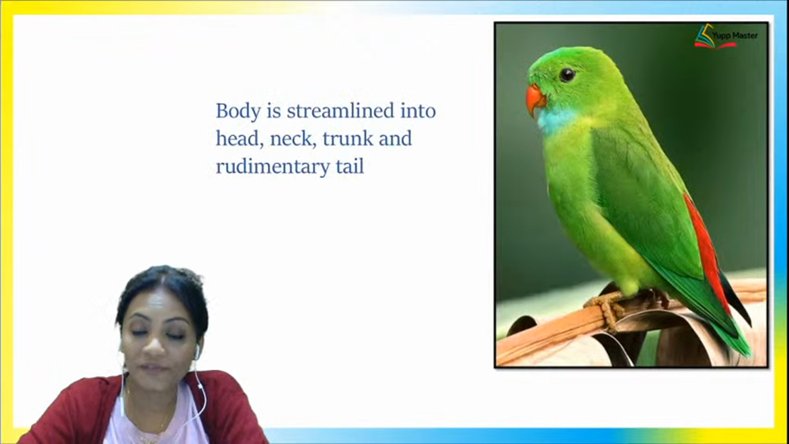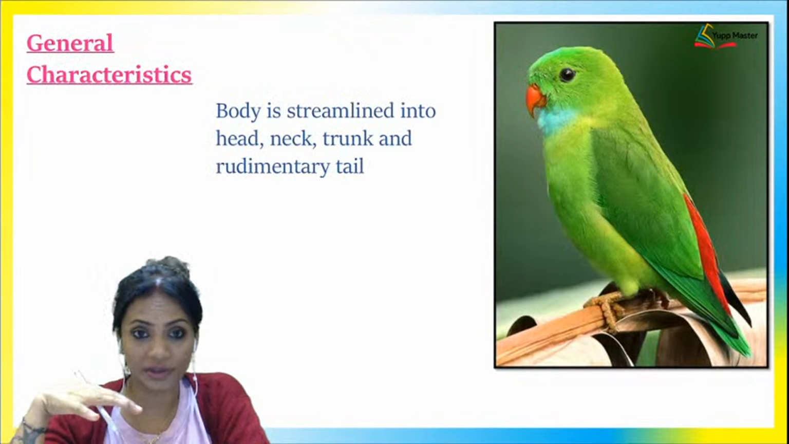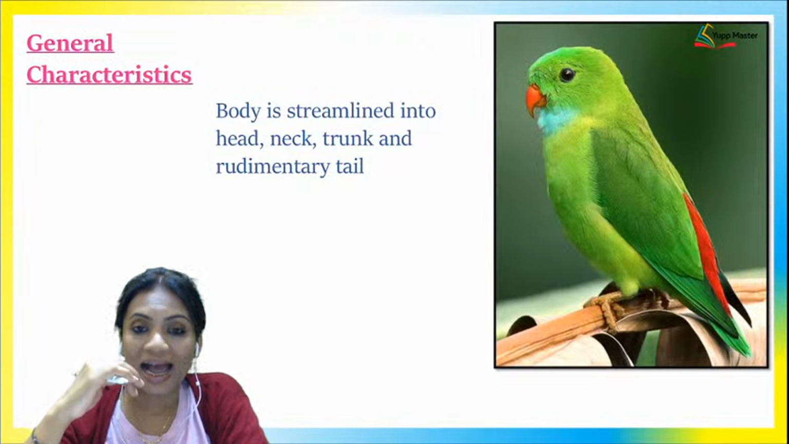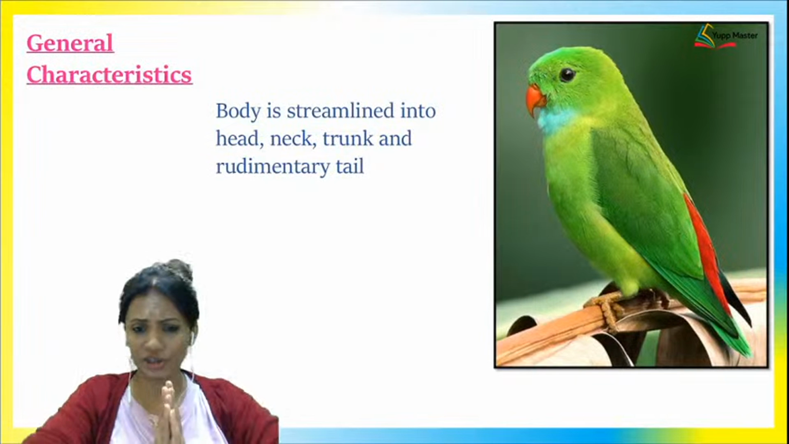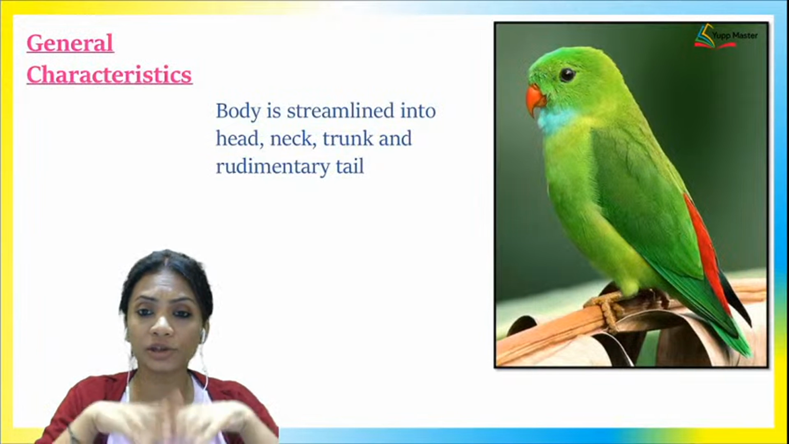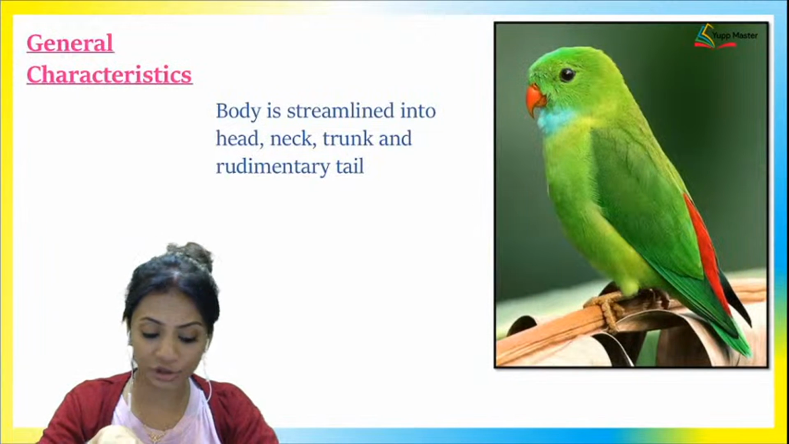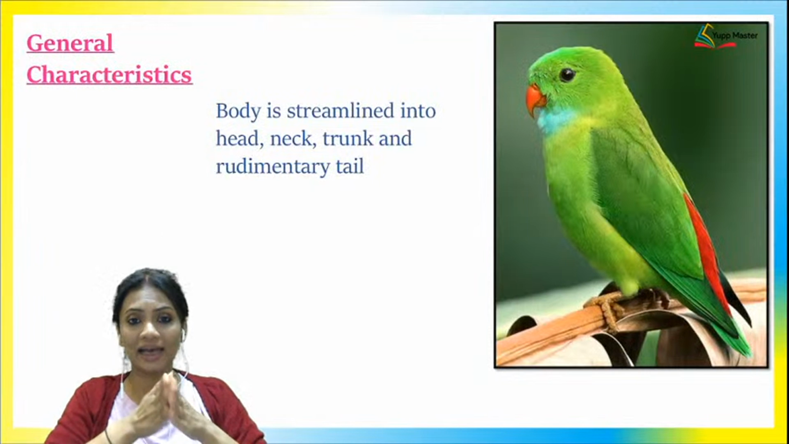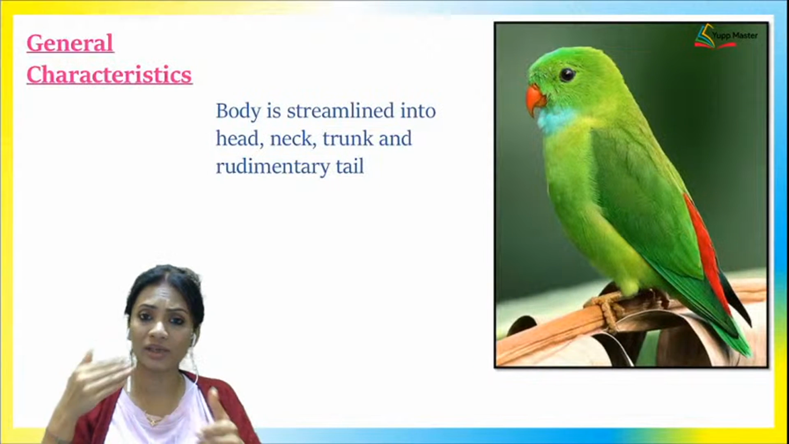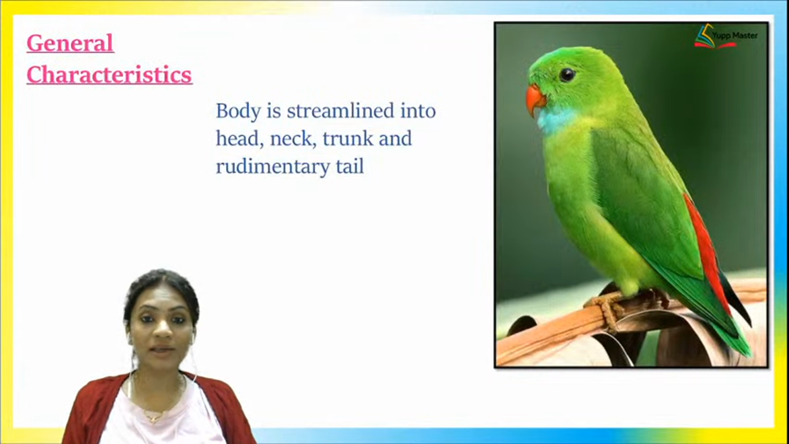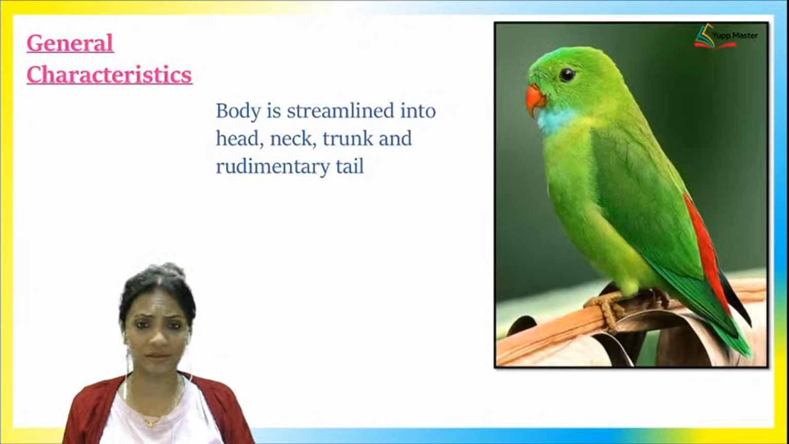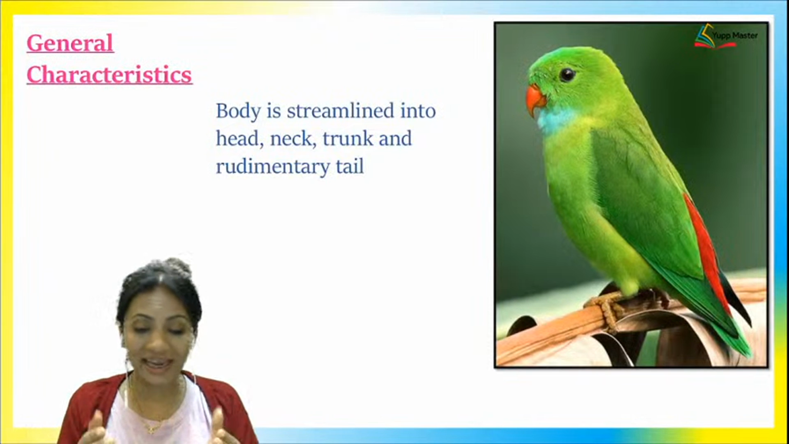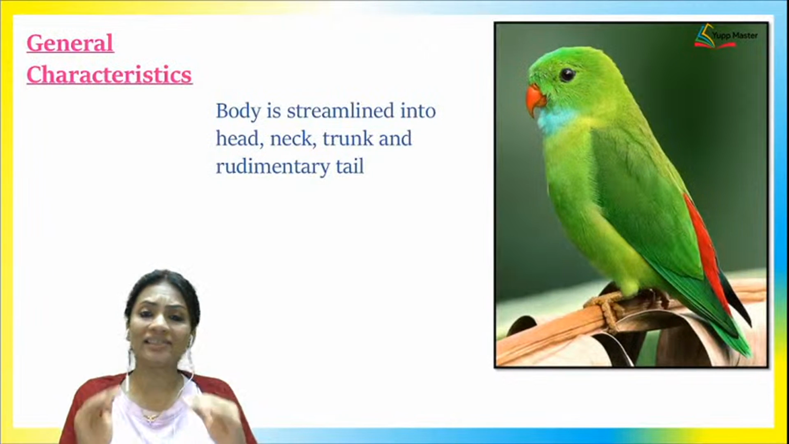Now, let's see. When we talk about the general characteristics of birds, we see that the body has been streamlined. First of all, the body is streamlined and boat-shaped, in order for the bird to fly in a forward direction, and so that it can offer maximum resistance to the air that's coming. Birds don't really bother about which direction the air is flowing in. They just fly wherever they want. So we see that they have a streamlined body.